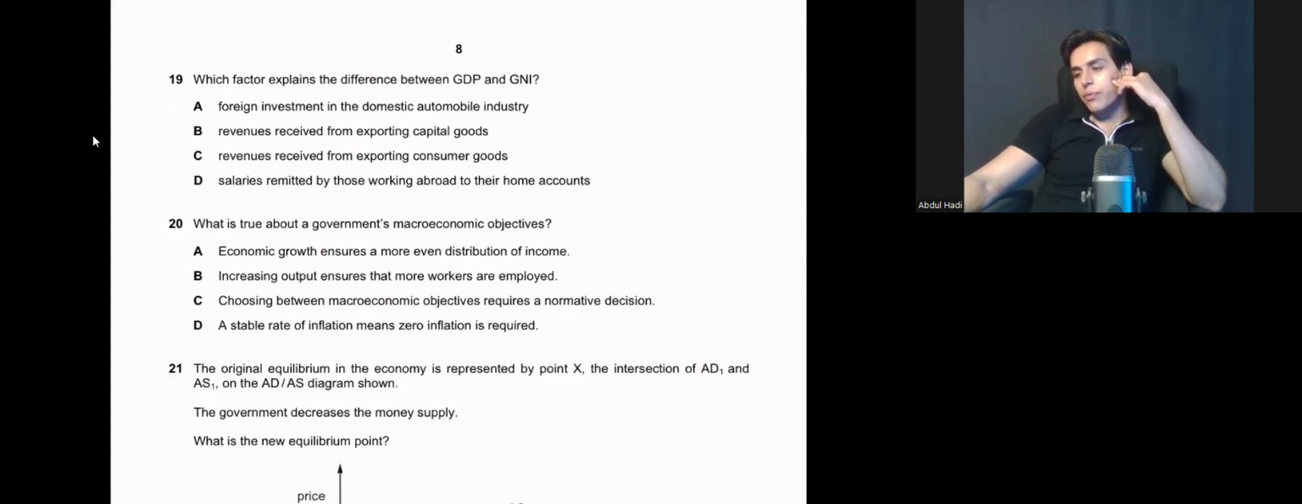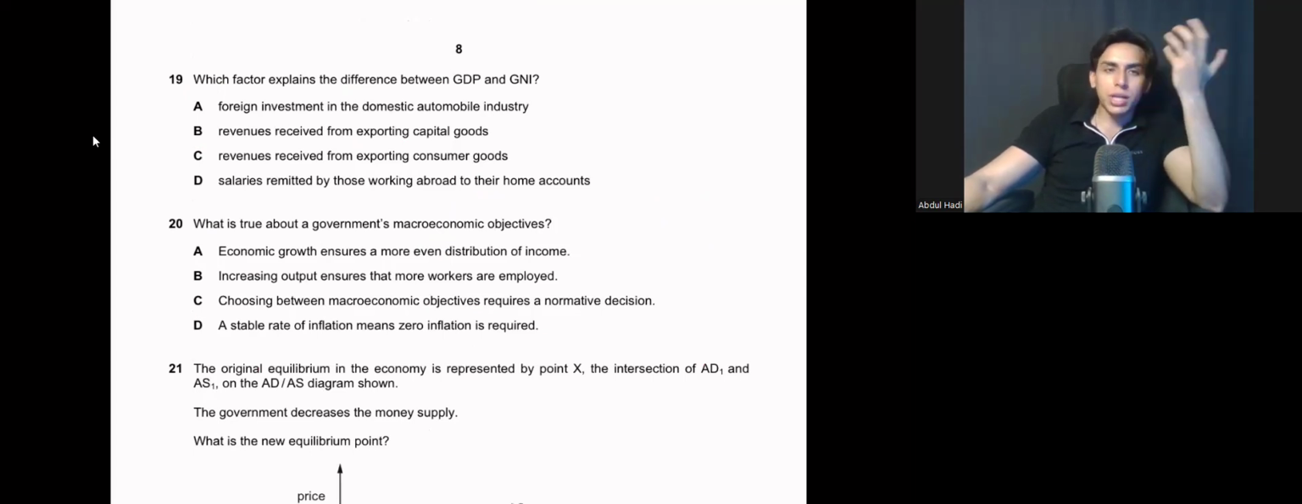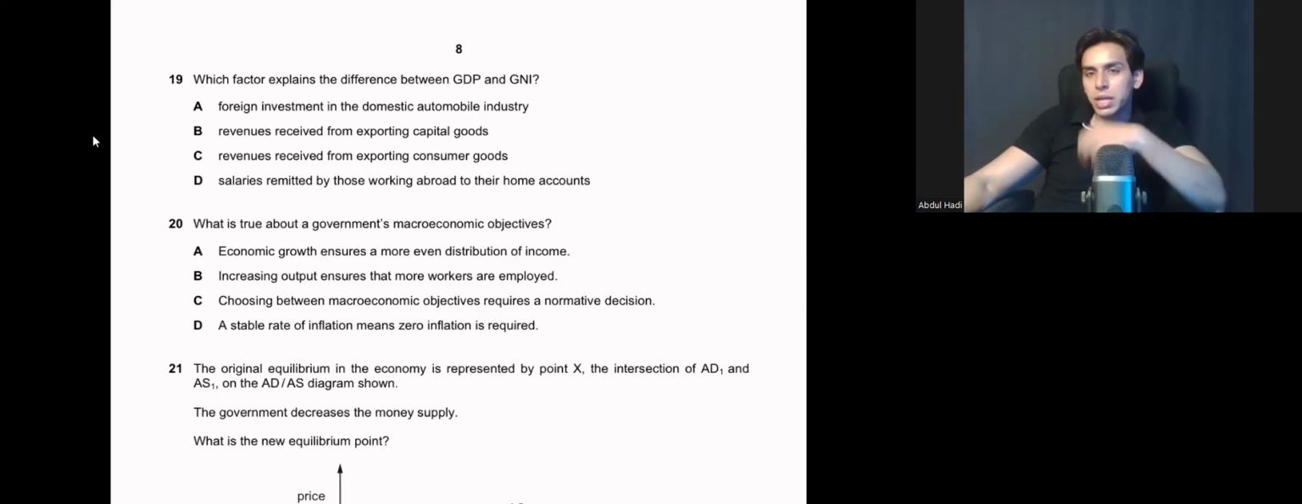Which factor explains the difference between GDP and GNI? GDP is gross domestic product, GNI is gross national income. And I told you that in GNI, we also consider net income from abroad and money going out of the economy. We deduct that income. So the first option is foreign investment in the domestic automobile industry. It will affect both GDP and GNI. Revenue received from exporting companies will affect both GDP and GNI. Revenue received from exporting consumer goods, again it will affect both.